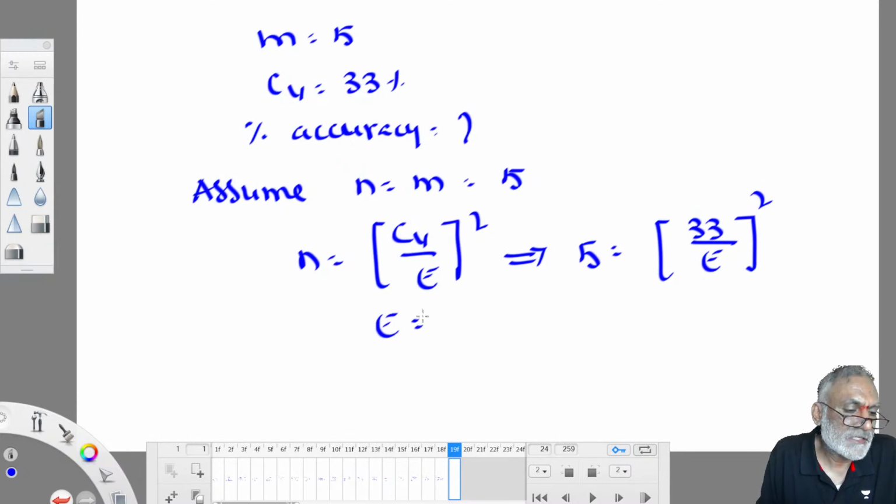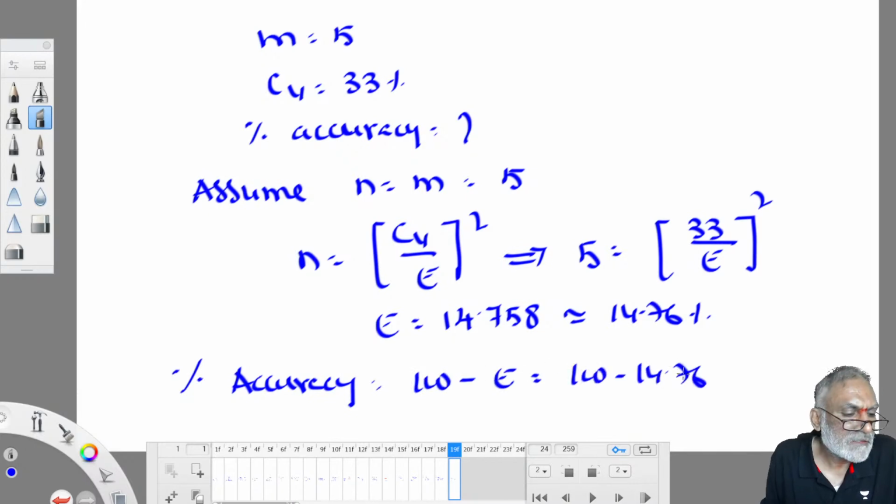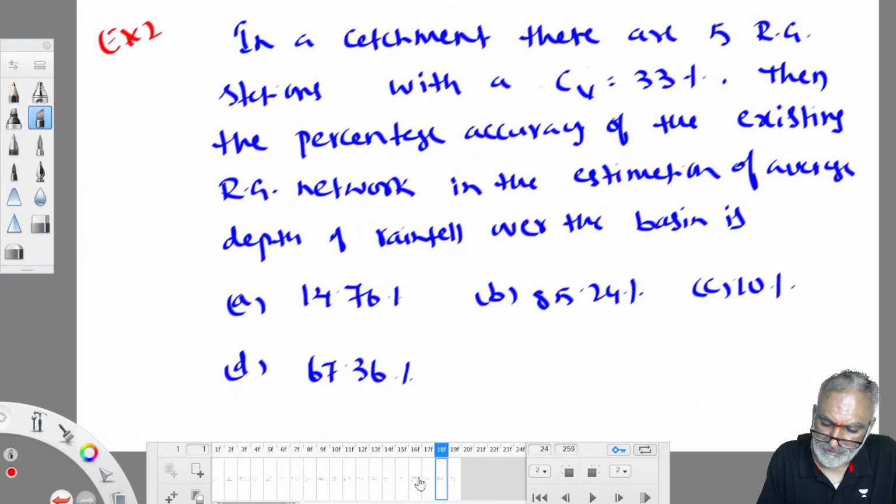So error is equal to, for 5 rain gauges, 33 square by 25. Error we want, so root 5: E equals 33 by root 5. It is 14.758, rounded to 14.76%. Therefore, percentage accuracy is equal to 100 minus percentage error. So 100 minus 14.76, it is 85.24. 85.24% is the accuracy with which we are getting the answer. So B is the correct option.